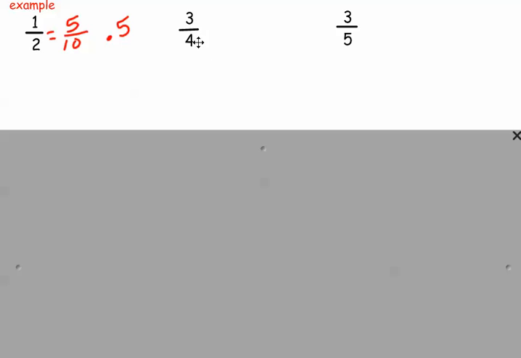3/4, my denominator 4 here, I can get a denominator of 100, because 4 times 25 gives me 100. Multiply the top by 25, and I get 75 hundredths, which is equal to 0.75. Okay. 3/5, I can get a denominator of 10. So multiply the top and bottom by 2, 6/10, and I get 0.6. Okay? So that's the easiest way. That's the easiest way, but that way doesn't always work for all the numbers.